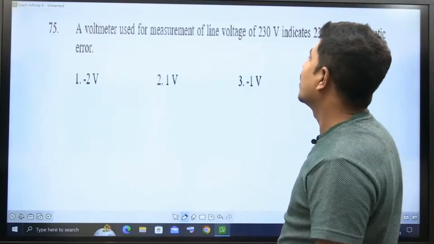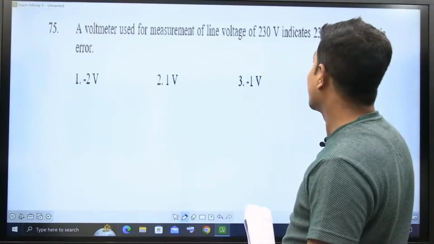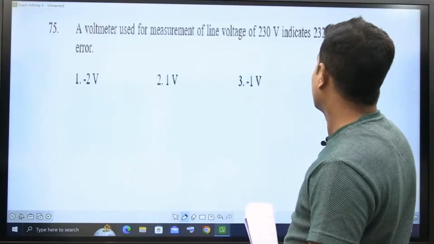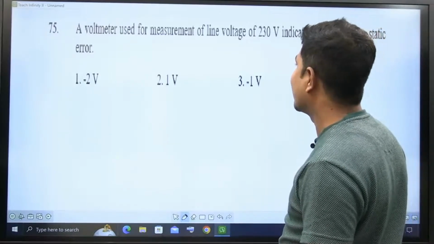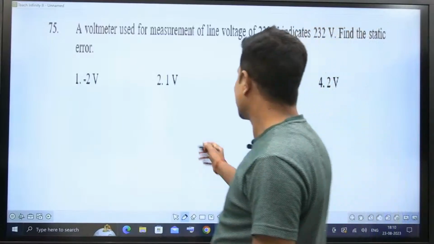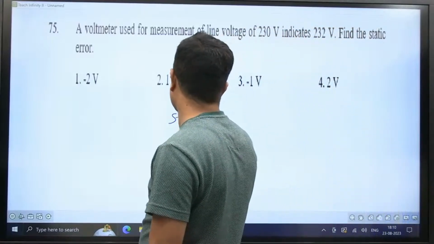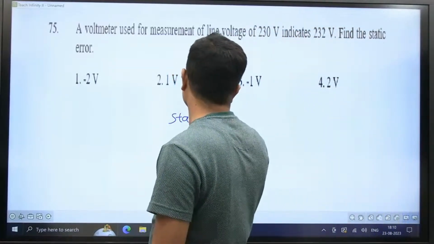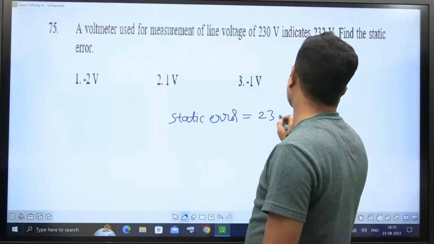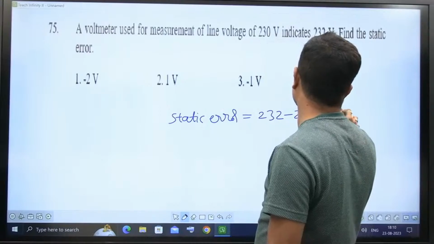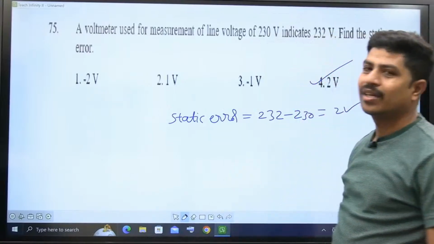Next question is, a voltmeter used for the measurement of a line voltage of 230 indicates 232. Find the static error. It is simple. Static error is equal to 232 minus 230 is equal to 2 volts. Choice 4 it is. Right?